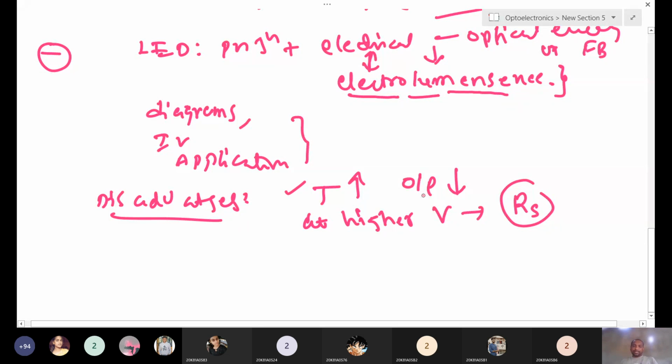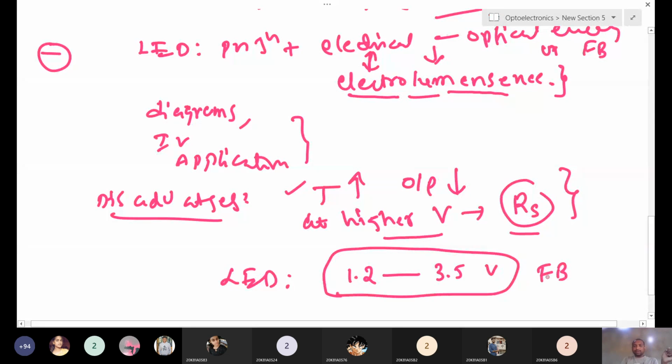But the LED always operates under 1.2 to 3.5 volts. Within this range the LED will operate under forward bias voltage. So this is the LED. If you have doubts, please ask. Now time is up. If you have doubts you can message me or call me, it's not a problem. Or tomorrow also you can ask.